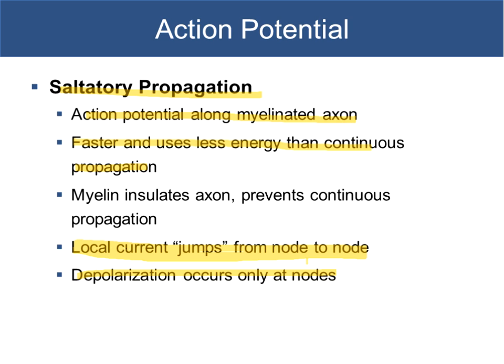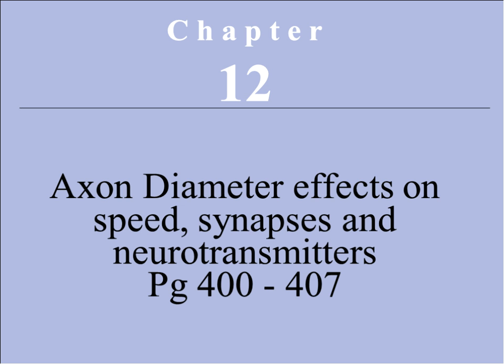Now, with saltatory propagation, the action potential moves along a myelinated axon. It's faster, uses less energy, and jumps from one node to the next. So depolarization only happens at the nodes, the portions of the axon where there is no myelination.